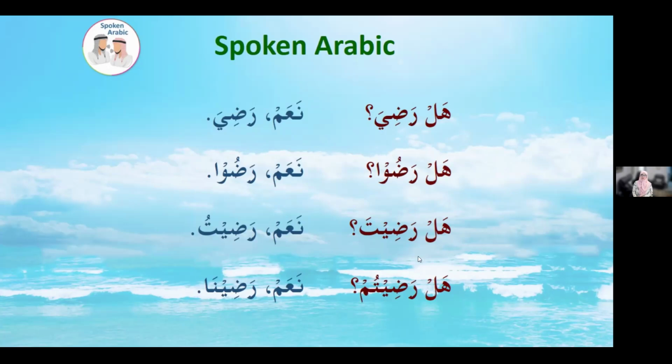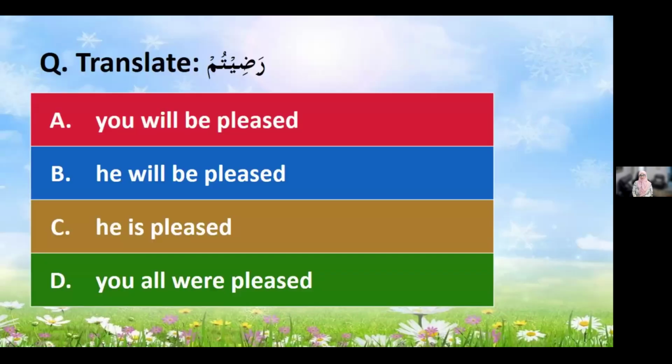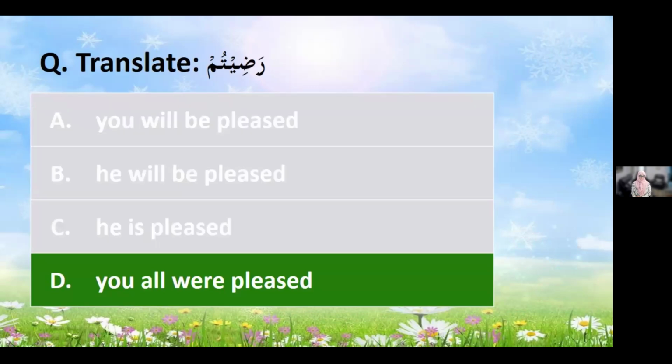Naam Radu. هل رضيت؟ نعم رضيت. هل رضيتم؟ نعم رضينا. الحمد لله. Okay, quick quiz. Can you translate رضيتم? You all were pleased. Yes.